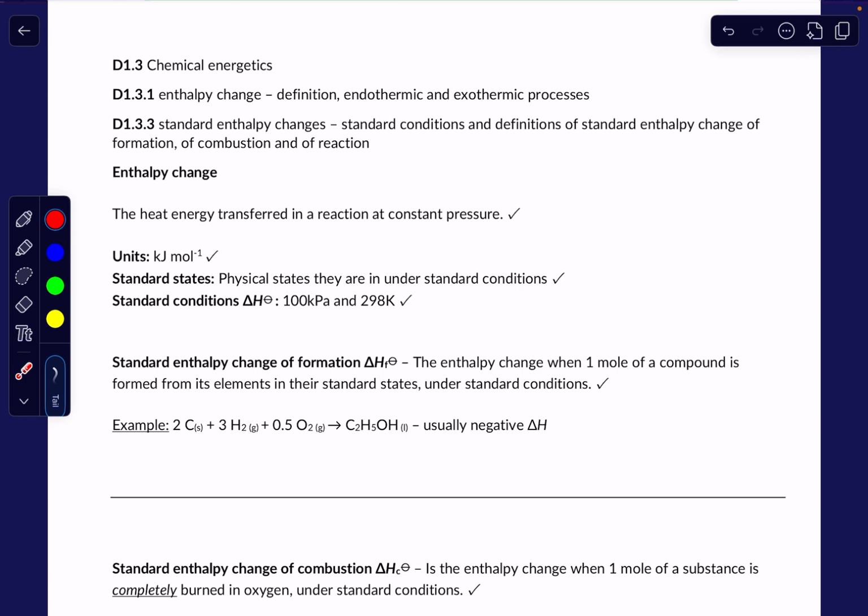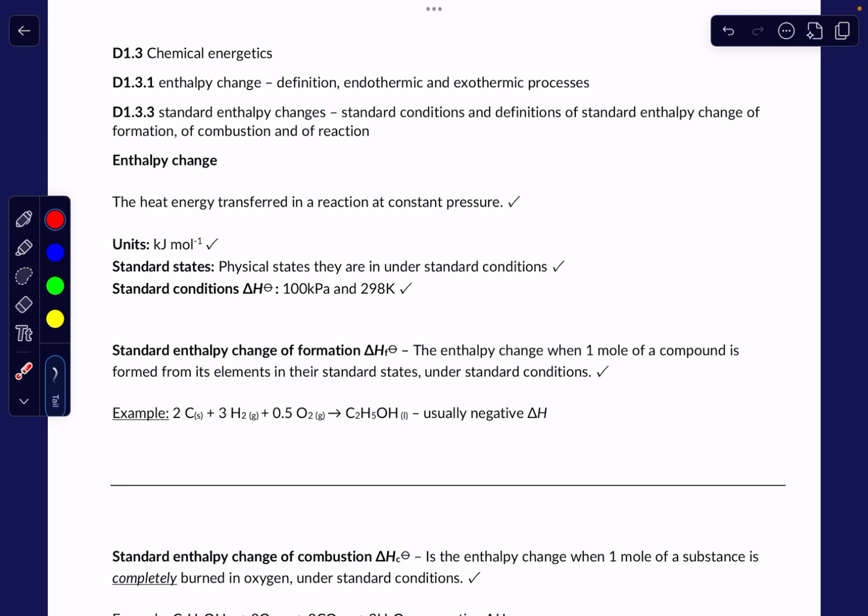So there are a few things that we need to know. First of all, with enthalpy change, whenever we mention enthalpy change, we're saying it is the heat energy transferred in a reaction at a constant pressure. So if I react something in a beaker, where does that energy go? Is it being taken in? Is it being released out? What's actually happening with that energy? So the energy change is an enthalpy change.